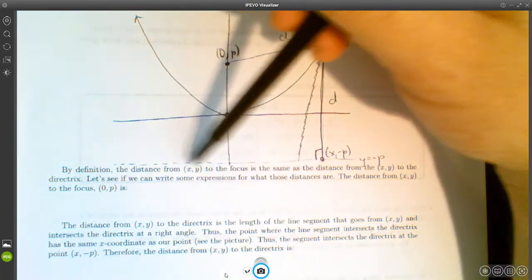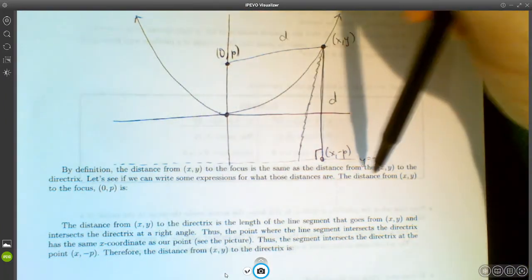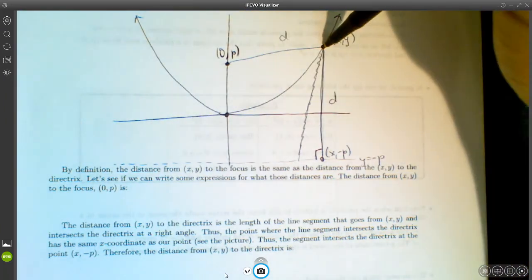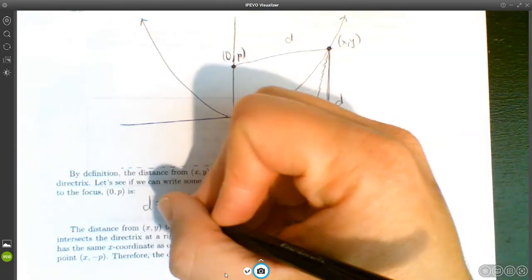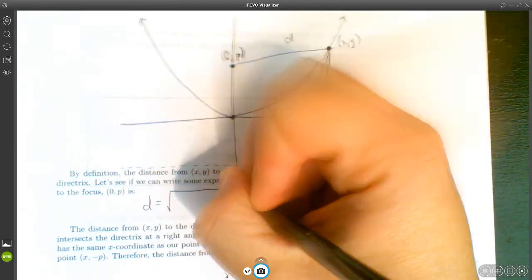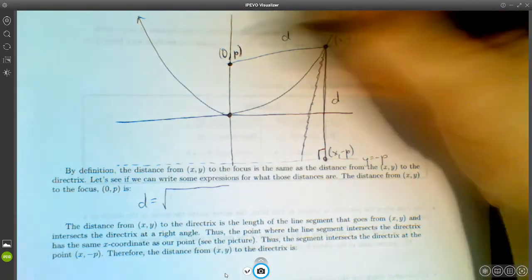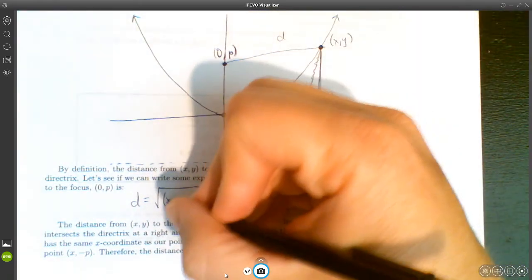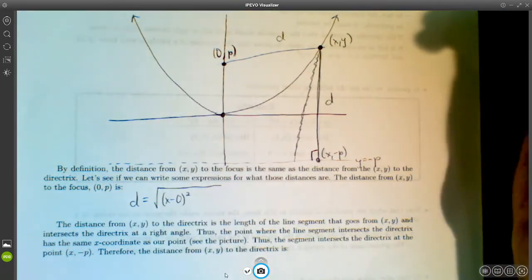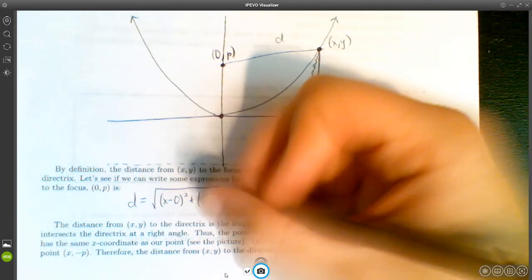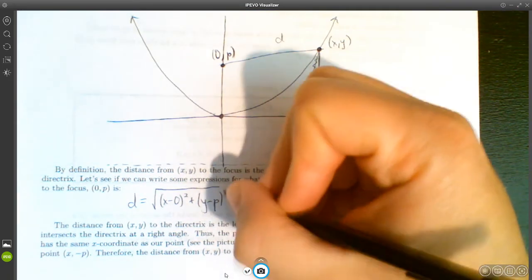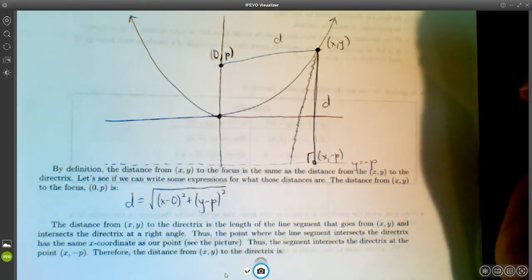So let's see if we can write some expressions for what those distances are. The distance from (x, y) to the focus is, using the distance formula, the square root of (x minus 0) squared plus (y minus p) squared. So that's that one.